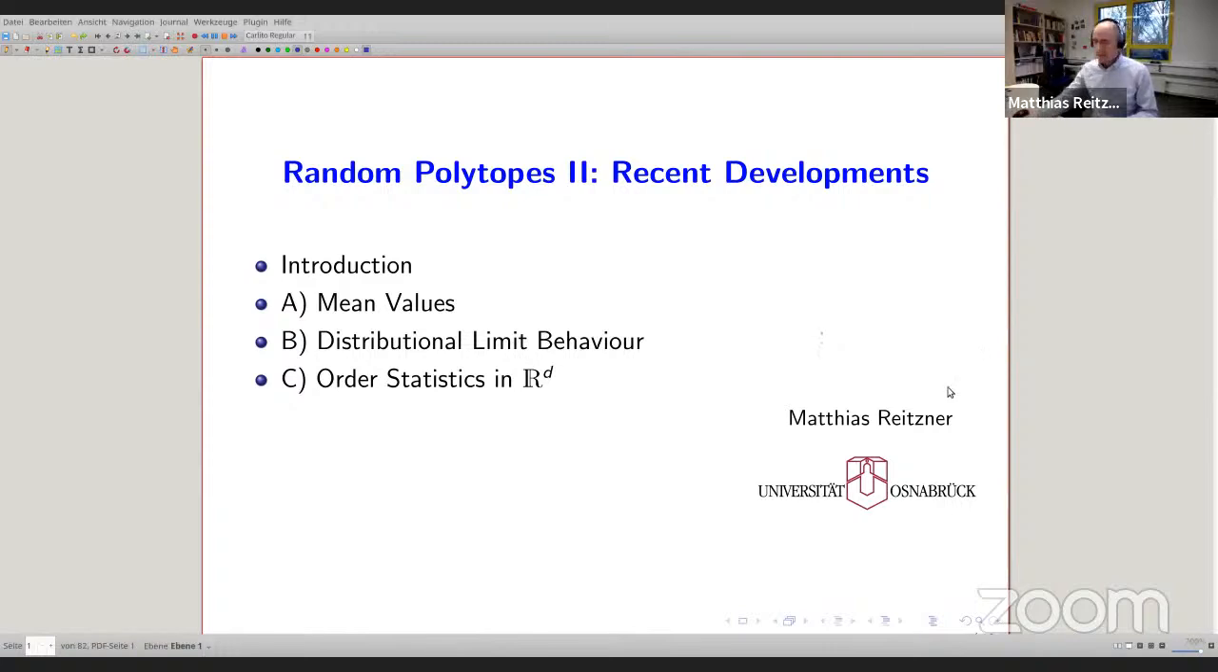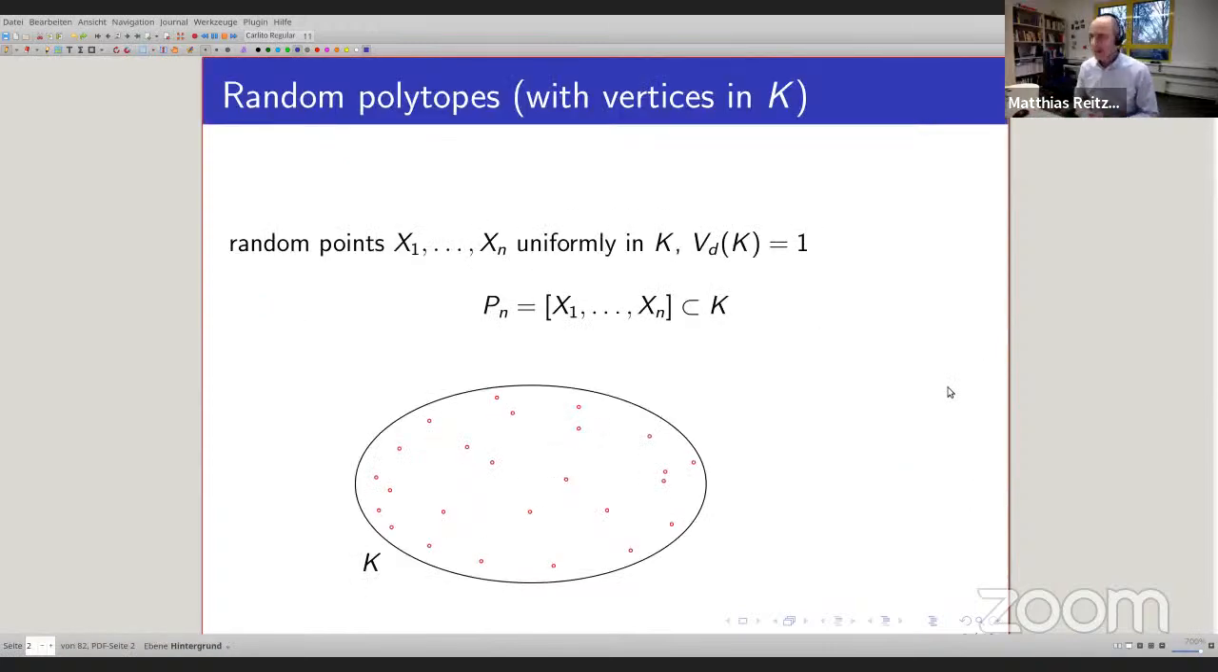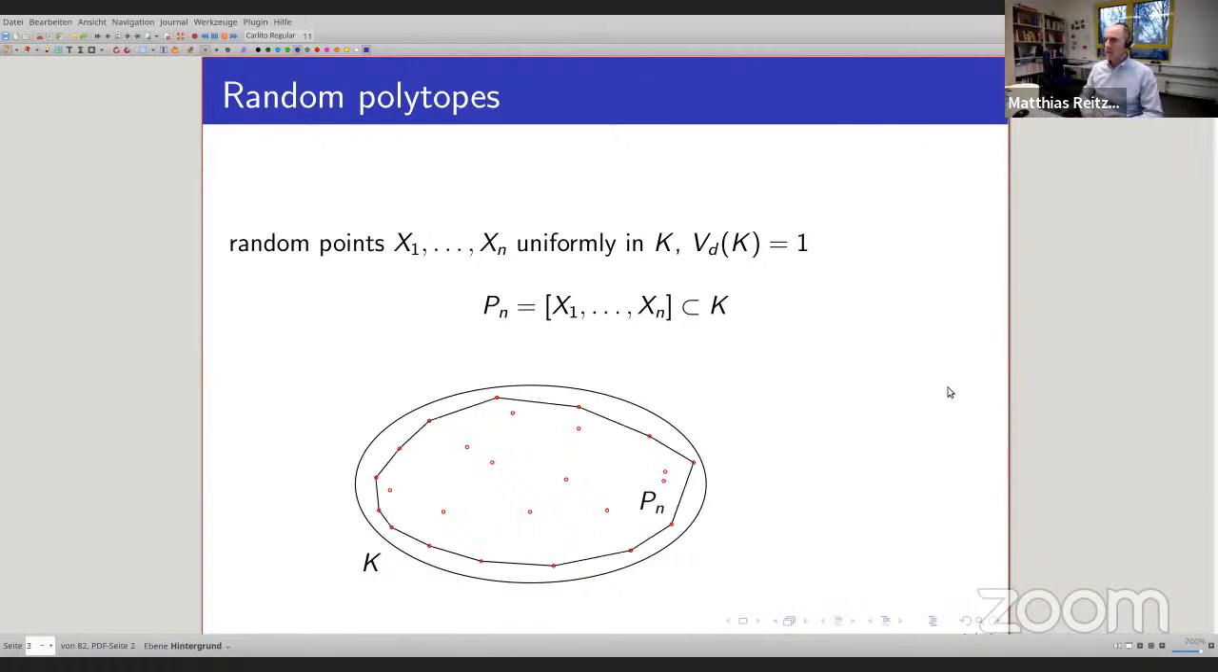Okay, let's start. First of all, the setting is the same as yesterday. I start with a convex set K, but now not in the planar case, but in general dimension R^d. I assume that the volume of this convex set is equal to 1. And then I choose random points according to Lebesgue measure, so uniformly distributed random points. These are the red points in my picture. And then I take the convex hull of these points. And this gives me a polytope, because I'm in general dimension now. It's not only a polygon, but a polytope.